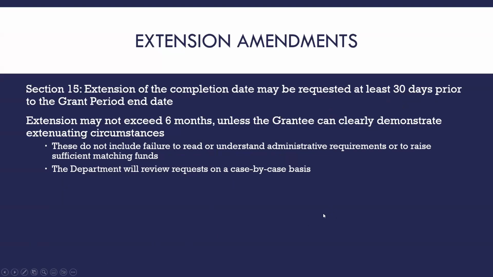If you need an extension to the completion date, it needs to be requested at least 30 days before the grant period end date. We can only do them in 6-month increments unless you can demonstrate what the extenuating circumstances are. Extenuating circumstances do not include failure to read or understand what the requirements are, or not being able to raise sufficient funds, and we do review the requests on a case-by-case basis.